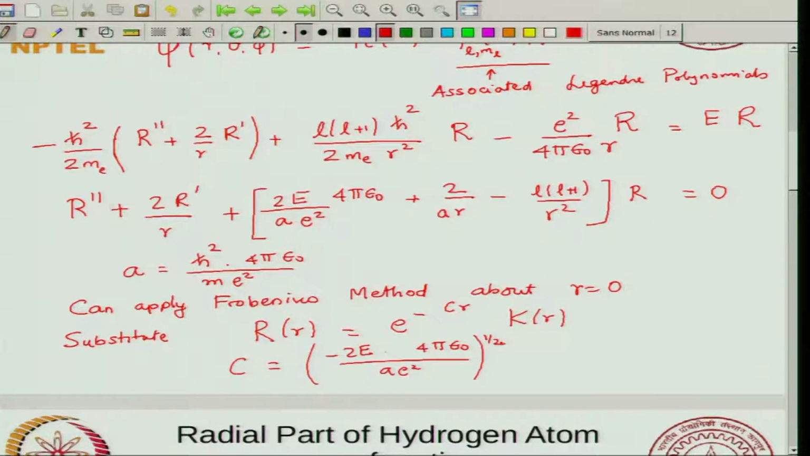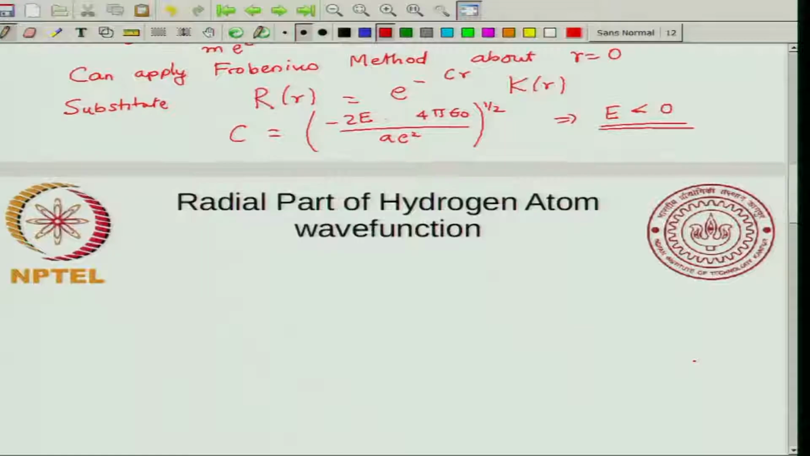So the coefficient of the exponent is this, and basically this immediately tells you that E should be less than 0. So the energy of this electron in the hydrogen atom should be less than 0, and that basically says that the electron is bound. It is not free to go.